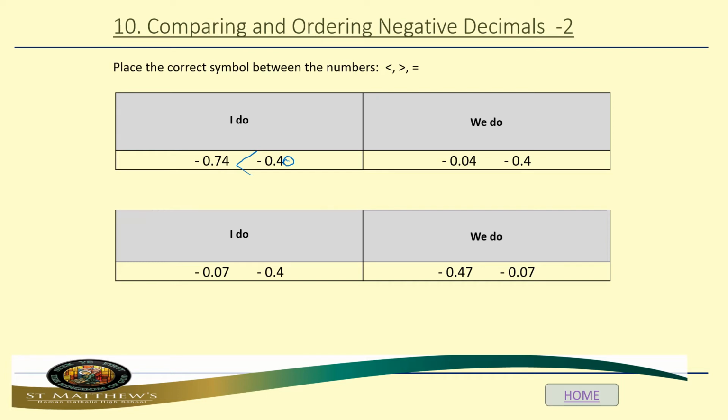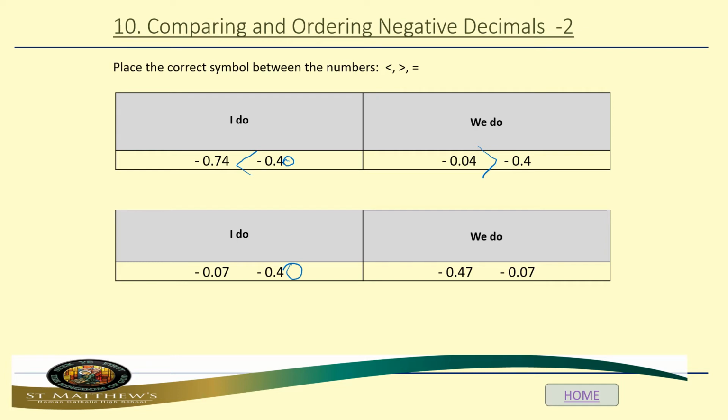Okay, so what you should have is the sign this way. Let's do the next one together. So again, to make them both having the same number of digits after the decimal point, I can put that 0 without changing the value of the decimal.